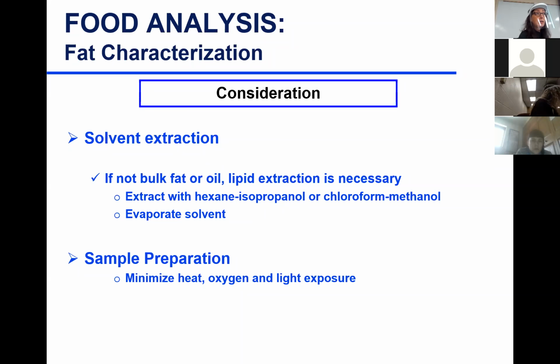And then once the fat is extracted, you want to remove the solvent so that you end up with just the oil to test. During this process, you have to be very careful not to overheat it or expose it to a lot of light and oxygen. That's because it's going to change the characteristics of your oil sample. So you have to be very careful with the sample prep.